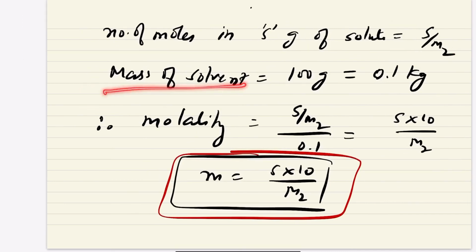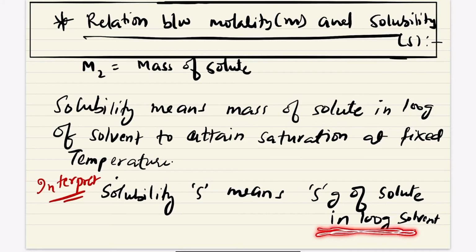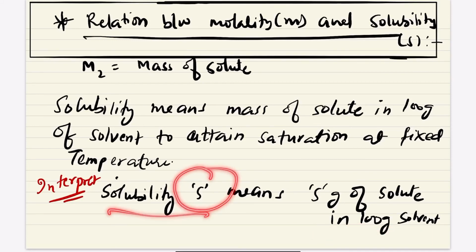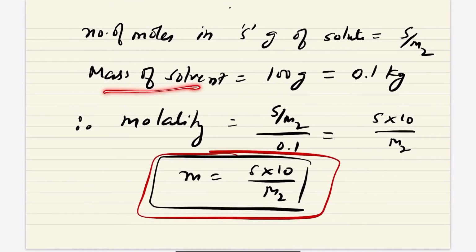And what is the mass of solvent? This is given 100 gram. Okay, because you interpreted value of s, solubility s. तो 100 ग्राम सॉल्वेंट का मास है, तो मीन्स 100 ग्राम मीन्स 0.1 kg. तो मोलैलिटी की एक्सप्रेशन में आपने वैल्यू पुट कर दी. दिस इज नंबर ऑफ मोल्स ऑफ सोल्यूट डिवाइडेड बाय मास ऑफ सॉल्वेंट इन kg. तो s by m2 divided by 0.1. So this comes out to be 10 into s by m2. Okay, so it means molality is equal to solubility multiplied by 10 divided by the molar mass of solute.